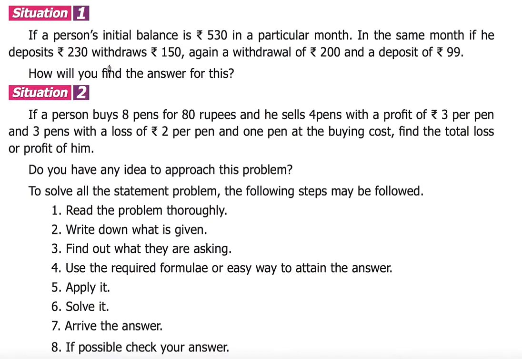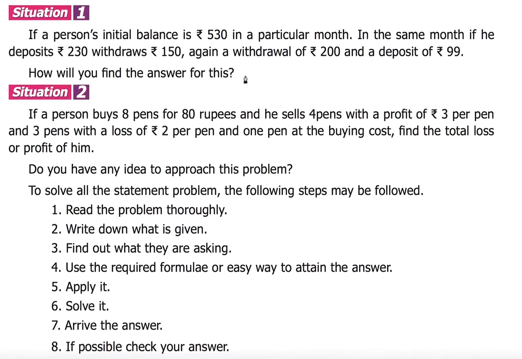Add the sum of deposits, 230 and 99. How much? 329. Withdrawals 350. 350 minus 329 is how much? Right, 21. So now the withdrawal is more, right? So subtract 21 from the balance, that is 509.